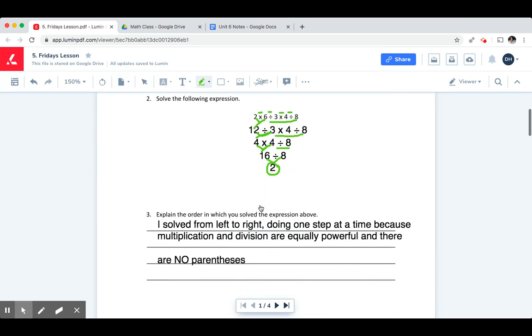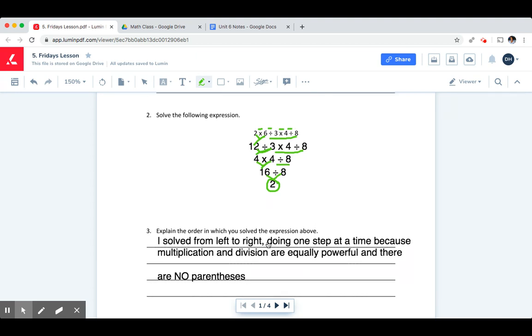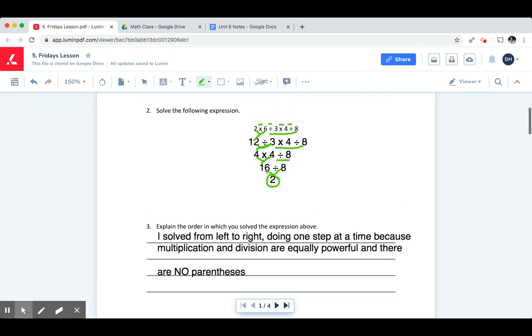In order to solve that expression, we solve from left to right, doing one step at a time. Because this expression only had multiplication and division, which are equally powerful, we just start at the left and work our way to the right. There were no parentheses in this expression, so we did not have to start any specific place. We worked our way from left to right. Today's problem-solving task was very similar to yesterday's lesson. We just worked with the multiplication and division today.